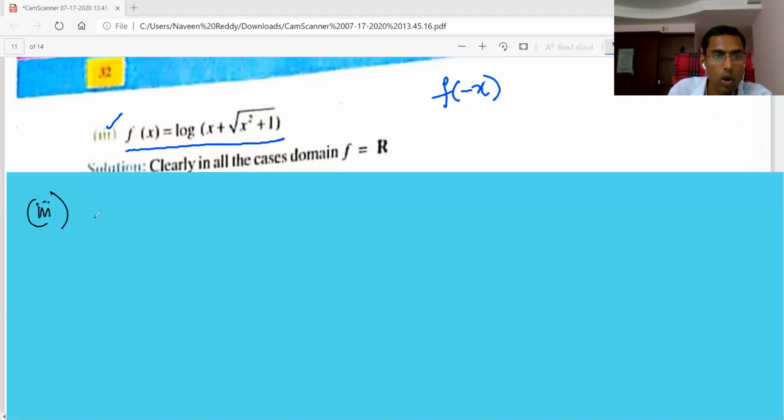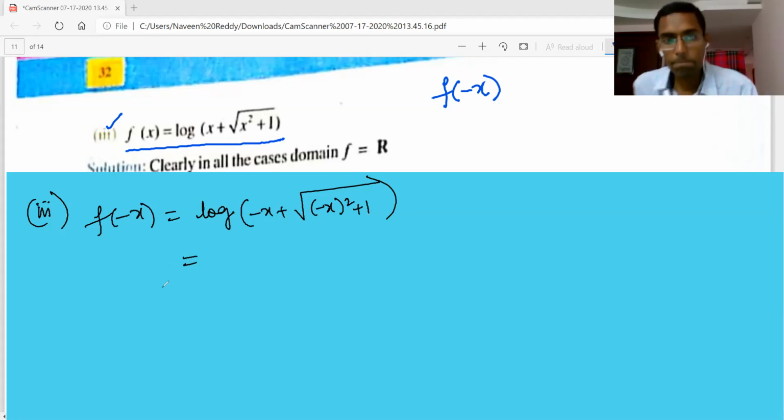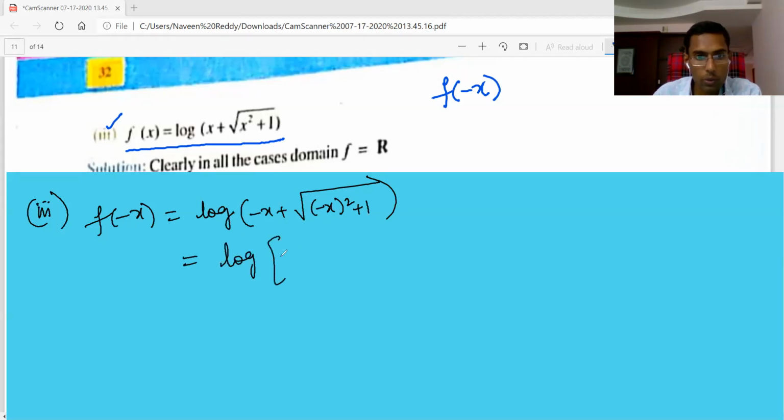f(x) is log of x plus under root of x square plus 1, so f(-x) equal to log of minus x plus under root of minus x whole square plus 1. So then what do I get? Here we get like this: log of minus x plus under root of x square plus 1. Now if you take minus common, then log of negative you cannot write anything. So therefore, what do you think this is? You are not getting f(-x), or f(x) also.